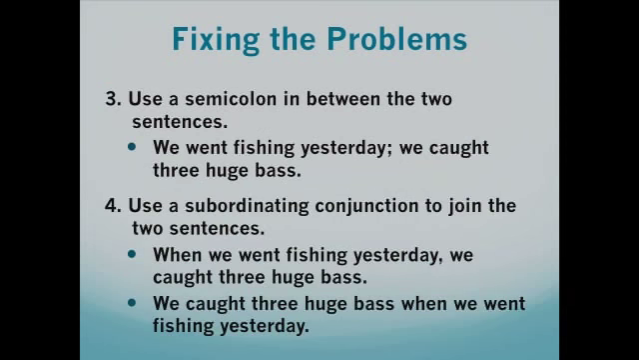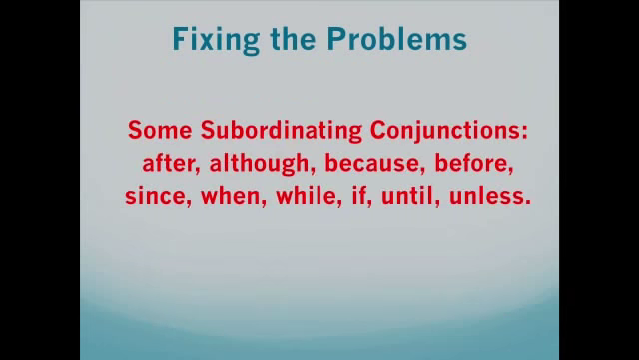You can use a semicolon in between the two sentences. A semicolon is not a comma, so it has more power. It can hold two sentences together. So we went fishing yesterday; we caught 3 huge bass. That is grammatically correct. We can also use a subordinating conjunction to join the two sentences. So notice we started out with a subordinating conjunction, when. When we went fishing yesterday, comma, we caught 3 huge bass. Or, notice the other way to do it is to put the subordinating conjunction in the middle of the two sentences. We caught 3 huge bass when we went fishing yesterday. Here's some subordinating conjunctions so that you might be able to use this in some of your writing.